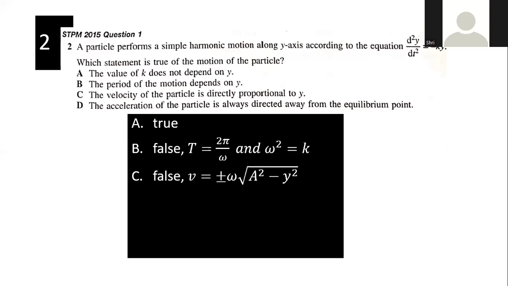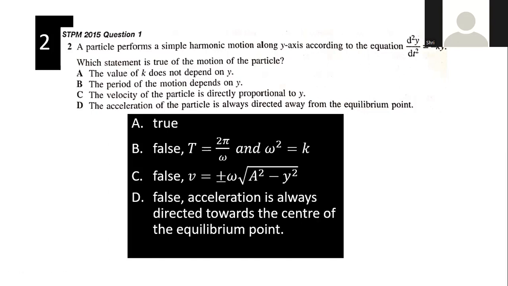The velocity of the particle is directly proportional to y. Right? Velocity is not directly proportional. You can see the equation. Acceleration of the particle is always directed away from the equilibrium? No. It is directed towards the equilibrium position. That is important to know. The answer is A.